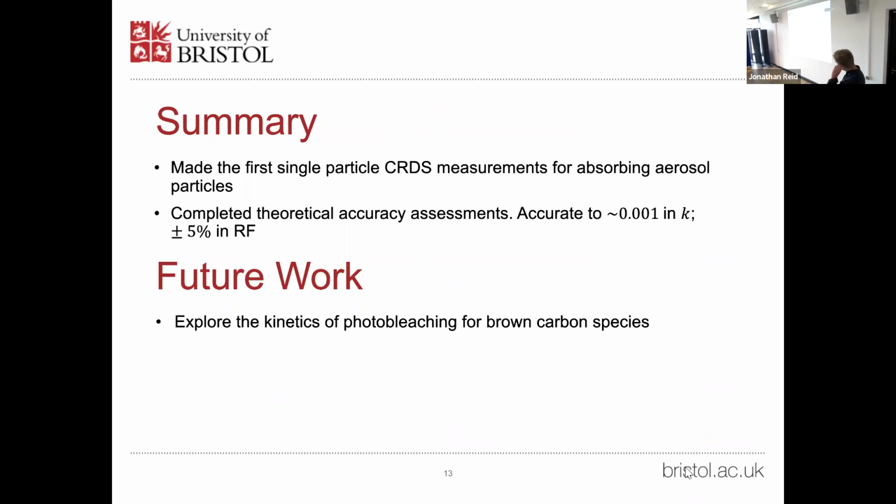So to summarize, we've made these first single particle measurements for absorbing aerosol particles. We've completed some theoretical accuracy assessments, and we've got an accuracy that gives us a really nice relative forcing. And in the future, we want to explore the kinetics of some photo-initiated chemical processes. And I'd just like to finish by saying thank you to everyone in the Bristol Aerosol Group and to my supervisors, Michael and Andrew.